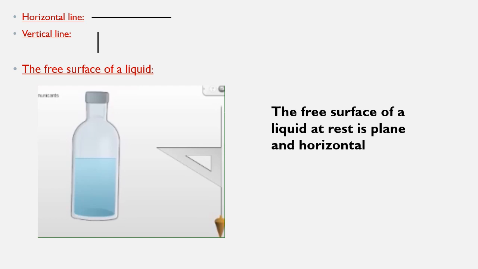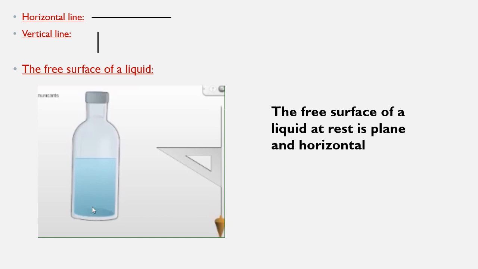Let us make a small experiment in order to show that the free surface of water at rest is plane and horizontal. In this experiment, we are going to take a bottle filled with colored water and a set square. One side of the set square is parallel to the plumb line. This is the plumb line. And the other side of the set square is perpendicular to the plumb line. Thus, this side shows the vertical direction and this side shows the horizontal direction.